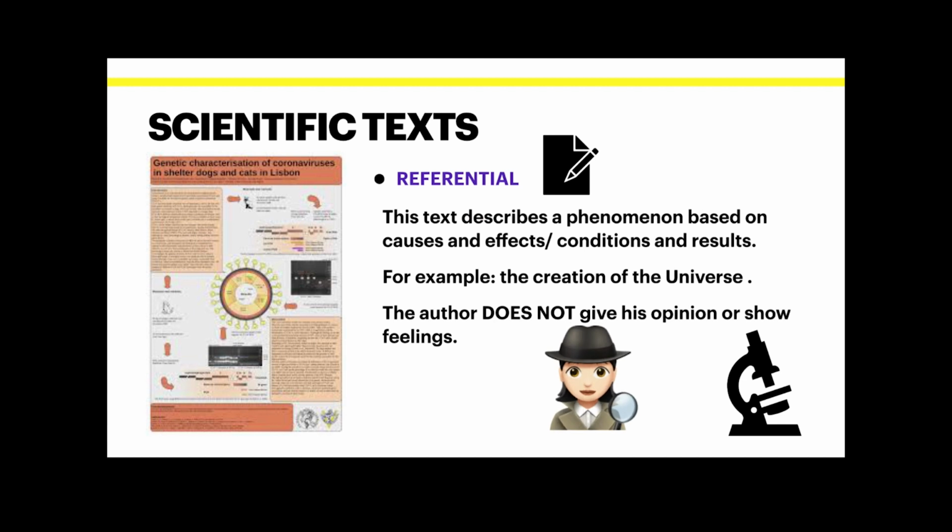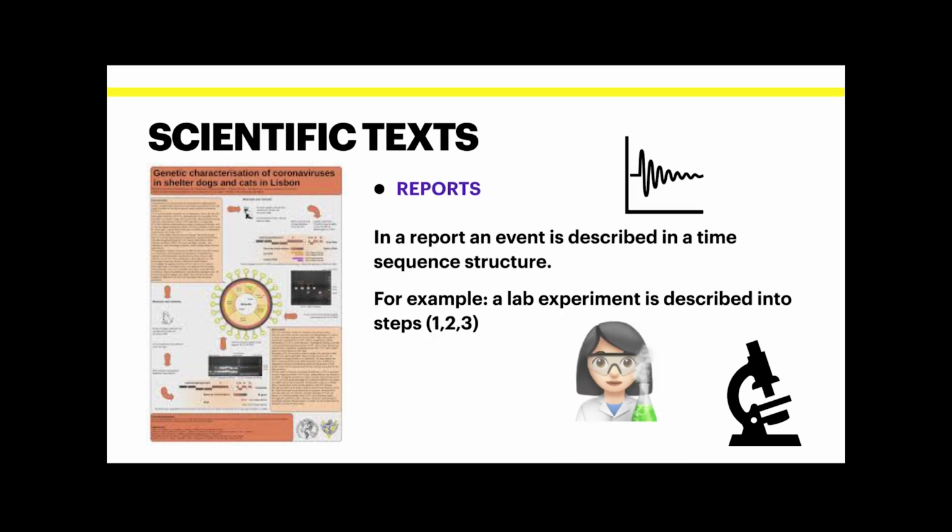When a text describes a phenomenon based on causes and effects, for example, the melting ice caps in the Antarctica or the creation of the universe, it must be a referential text. Here, the author does not give his opinion or show feelings about what he is describing. He is objective and he is as clear as possible.